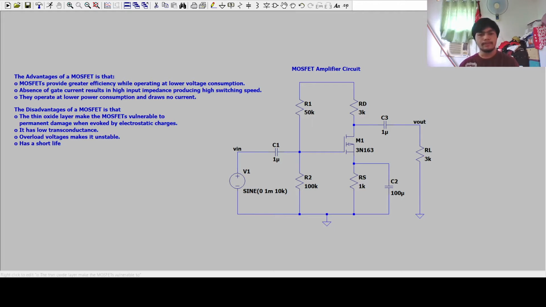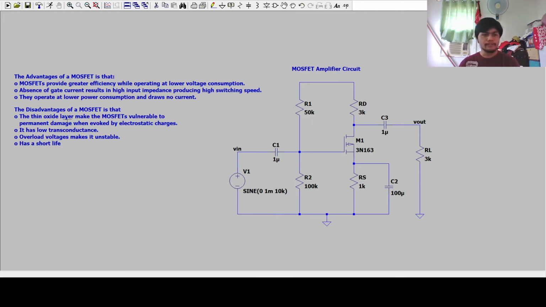So here we have the design of the circuit. We have one voltage source, four resistors, three capacitors, and a MOSFET component. The advantages of a MOSFET is that MOSFETs provide greater efficiency while operating at lower voltage consumption. The absence of gate current results in high input impedance, producing high switching speed. They operate at lower power consumption and draw no current.